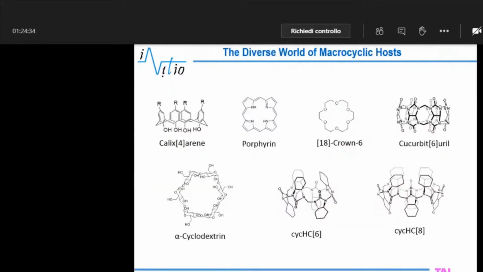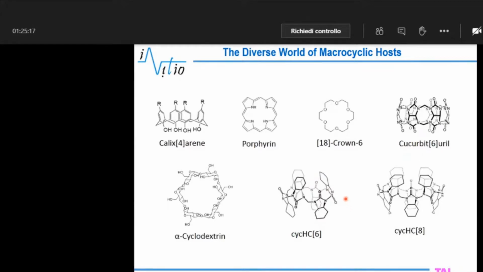So let's start. First, an introduction to the diverse world of macrocyclic hosts, macrocyclic receptors and supramolecular chemistry. They are diverse. They have different structures. We have a lot of valuable hosts here, like crown ethers and porphyrins, and also several architectures quite complex at first look, and chiral molecules like cyclodextrins and cyclohexanohemicucurbiturils, which you know very well, I hope. At first glance, this diversity looks remarkable and quite complex.